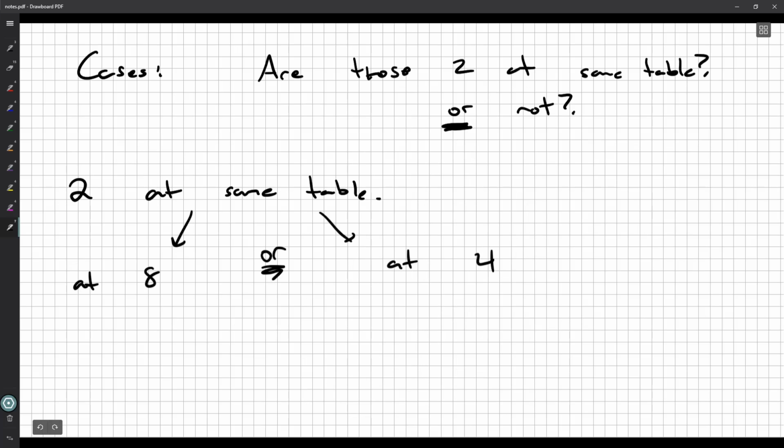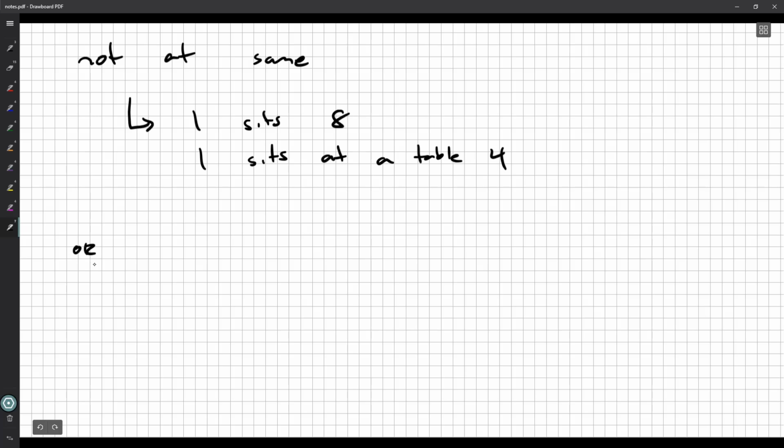So just going back, we've done that, we've done that. What if they don't sit at the same table? So if they don't sit at the same table, where are they going to sit? Well, that's our challenge. One thing that we might say is, one sits at the big table of 8 people, and then one of them has to sit at one of the other tables of 4. Or they both sit at different tables of size 4. Those are our 2 possibilities.